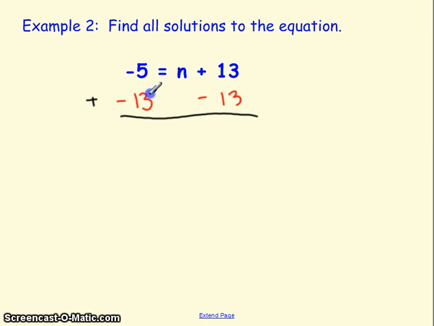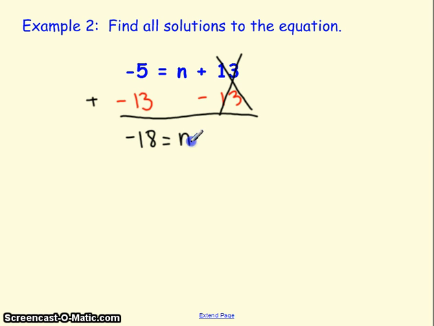So the negative 5 and the negative 13, we've got two negatives, so we're going to add them to get 18 and keep the sign, it stays negative. The 13 and the negative 13 cancel each other out, and that's what we want to have happen. The equal sign drops down, and then the n is by itself on the right.